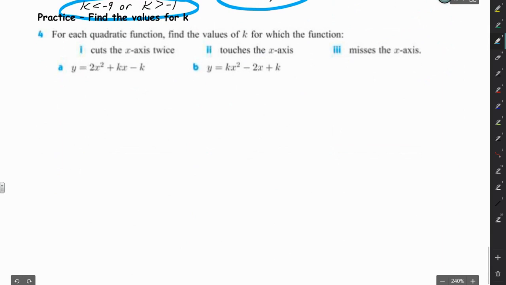All right, so for this one, I would suggest trying to do a little practice here. We want to look at all three of those scenarios again. When you're ready, restart the video and check your solutions.